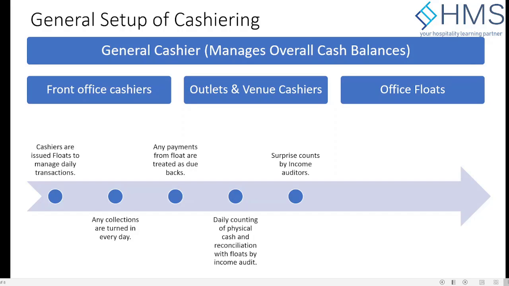Usually there are surprise cash counts by the income auditors. Income auditors are required to do a monthly cash count on a specific date, but there are also surprise cash counts. Every now and then they have to do surprise cash counts on individual floors. And once a year, or once in six months, or once a quarter, depending on the hotel policy, they also have to do a simultaneous cash audit.